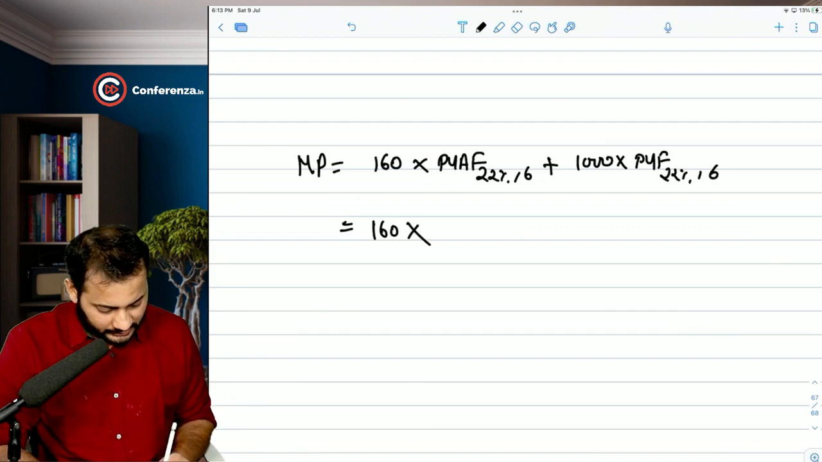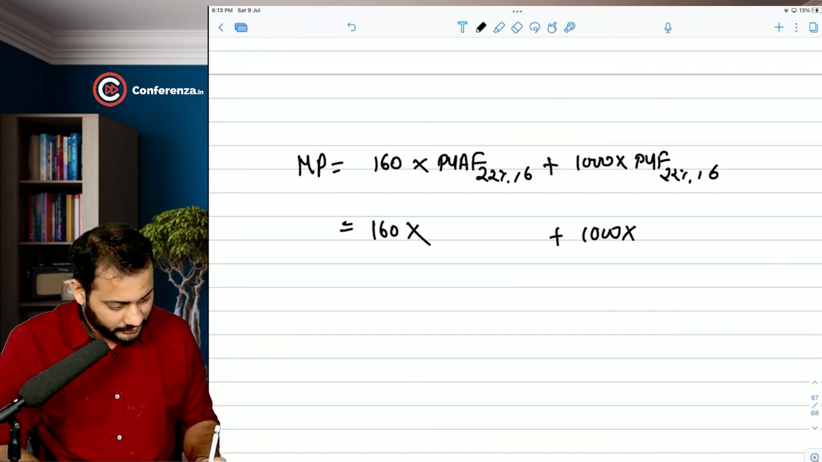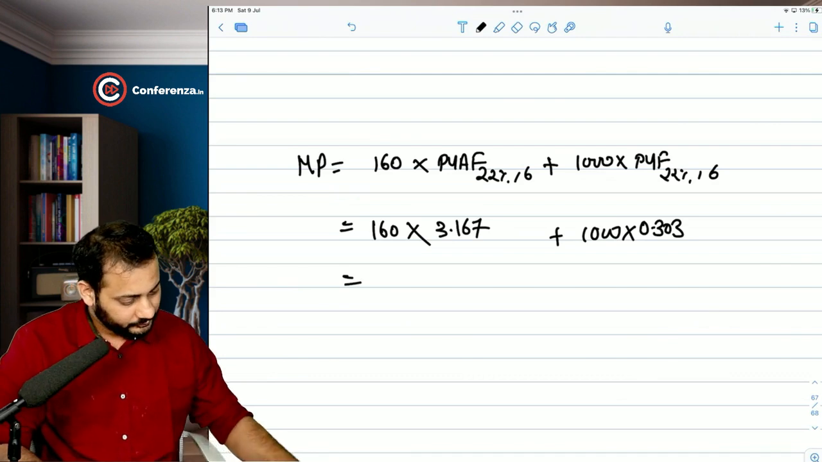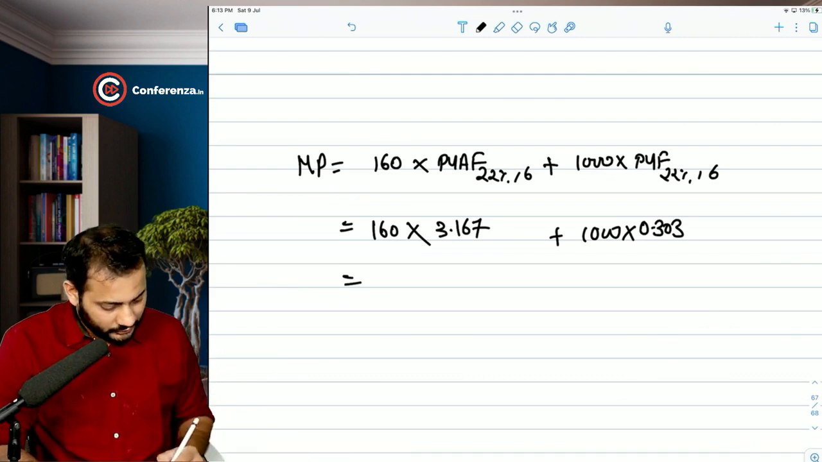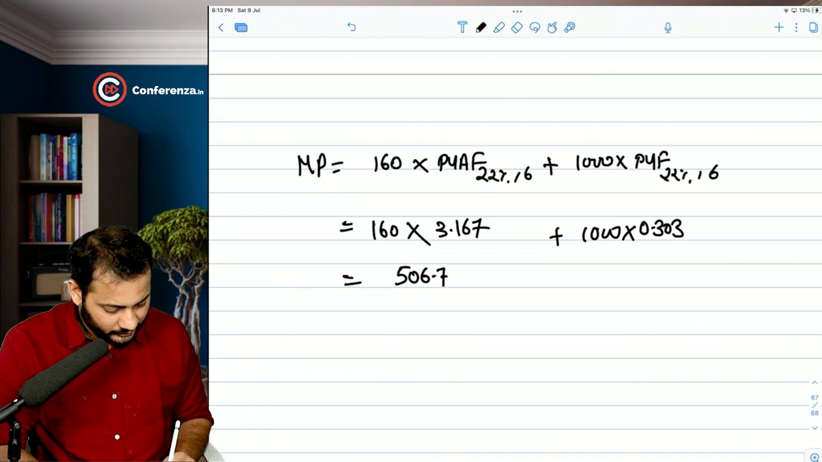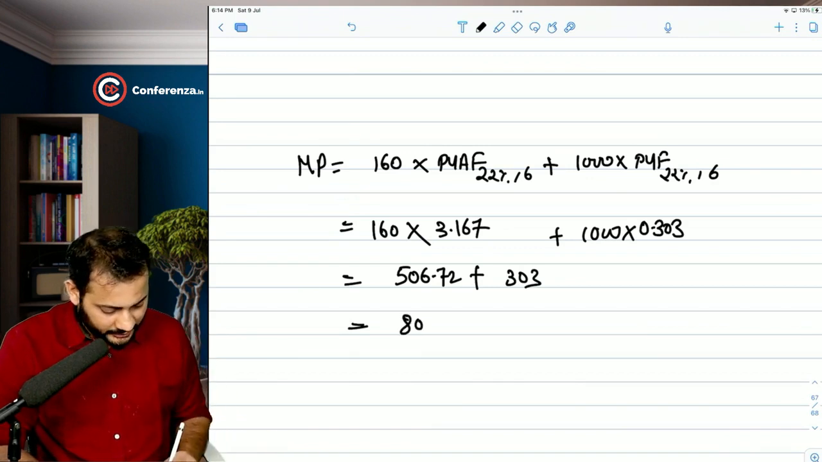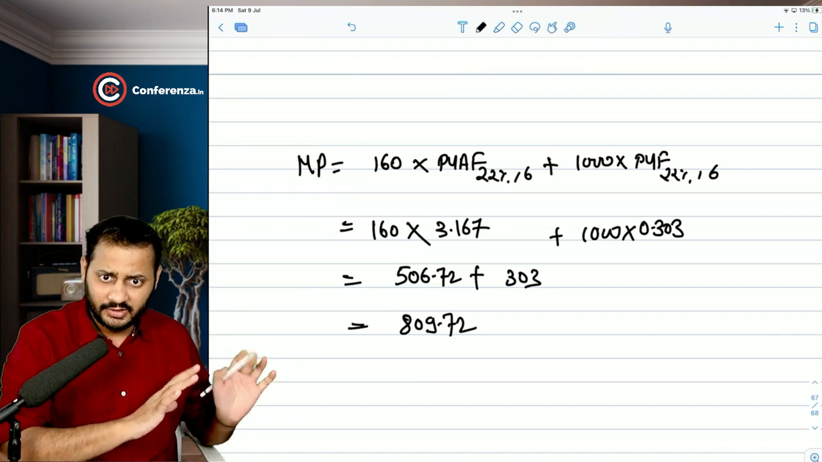So 160 into 3.167, plus 1000 into 0.303, where 0.303 is the present value factor and 3.167 is the annuity factor. So this is 506.72 plus 303. So that goes to 809.72, right? This is the market price.